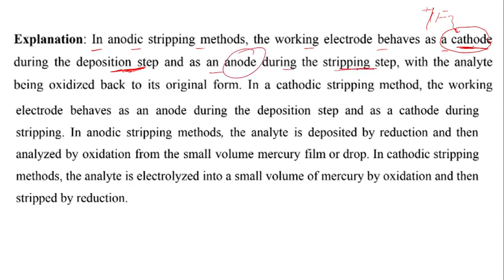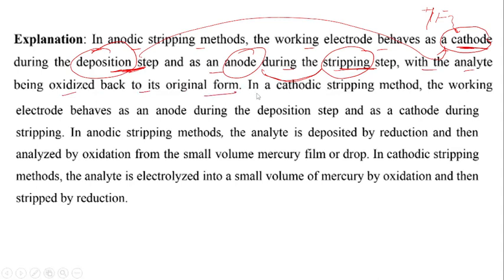Initially it was cathode, so this concept should be clear in your mind: while deposition it was cathode, and while stripping it was anode. Never confuse about this thing. So these are the two key points, with the analyte being oxidized back to its original state. Initially it was reduced, but after that it is oxidized back. So first reduction at cathode, then oxidation at anode.